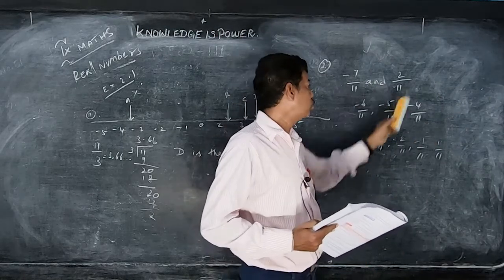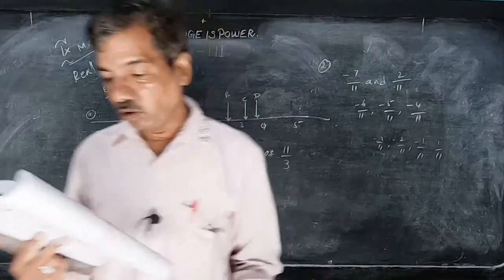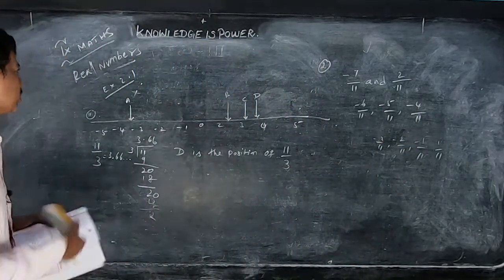Between -7 and 2, these are all the numbers. Can you understand it? Okay, follow that. I will proceed to the third question now.